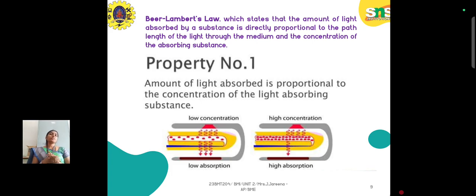This law states that the amount of light absorbed by the substance is directly proportional to the path length of the light through the medium and the concentration of the absorbing substance in the sample, right? So this is the Beer-Lambert's law. So let's see the first property. Property one is that the amount of light absorbed by the substance is directly proportional to the concentration of the light absorbing substance present in the medium.